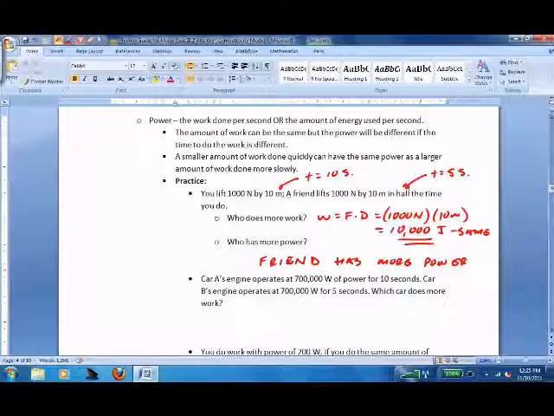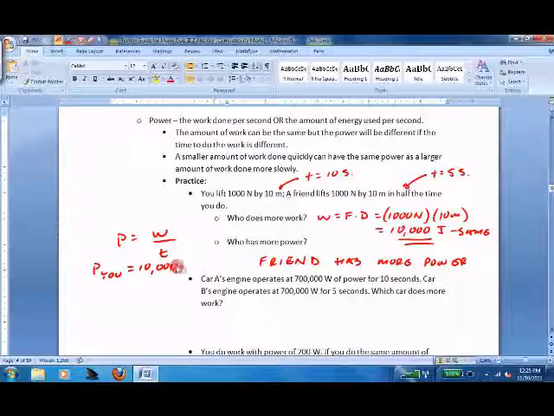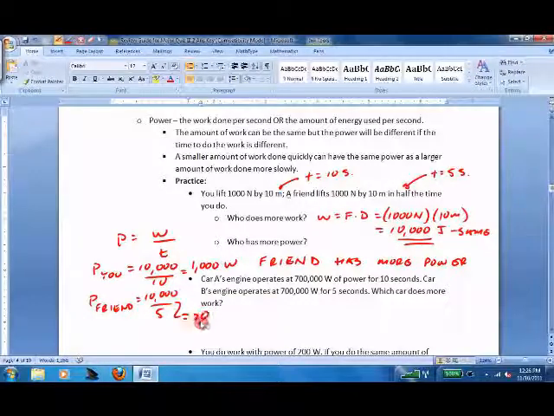To see that, we have to come out here and do power equals work divided by time. It's the same for both of you. So for you, pardon me, the work is the same for both of you. 10,000 over 10 equals 1,000 watts. For your friend, it's 10,000 over 5, which equals 2,000 watts. So you can see your friend has a lot more power.